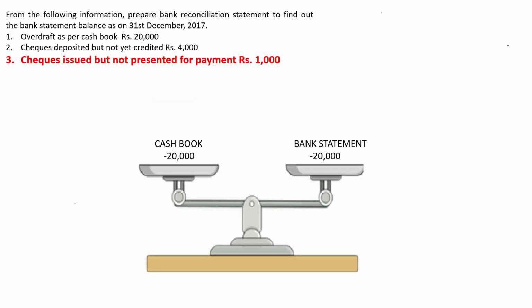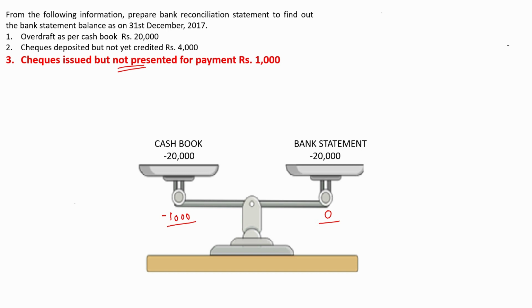Check issued. As soon as we issue a check, we write in the cash book as a payment. But it is not yet presented for payment. That means in the bank statement, it is not shown as a payment. In the cash book, it is a payment. In the bank statement, it is not a payment. We start with bank overdraft.